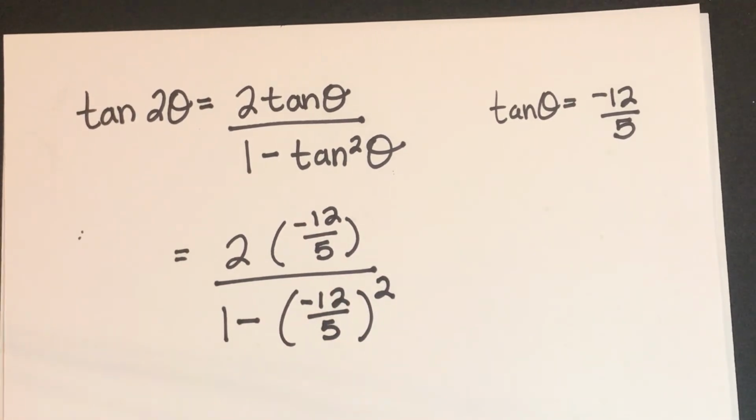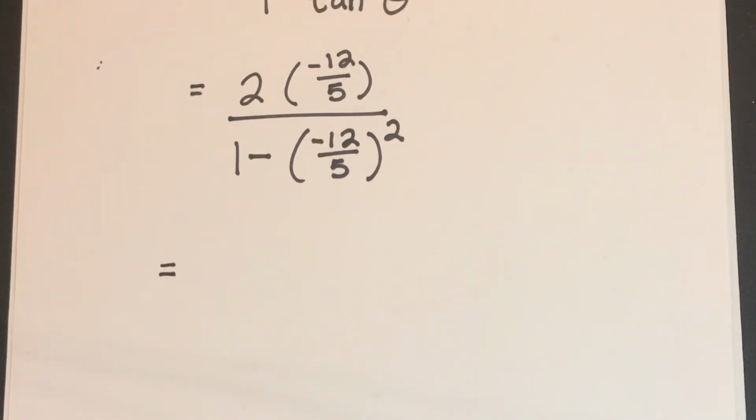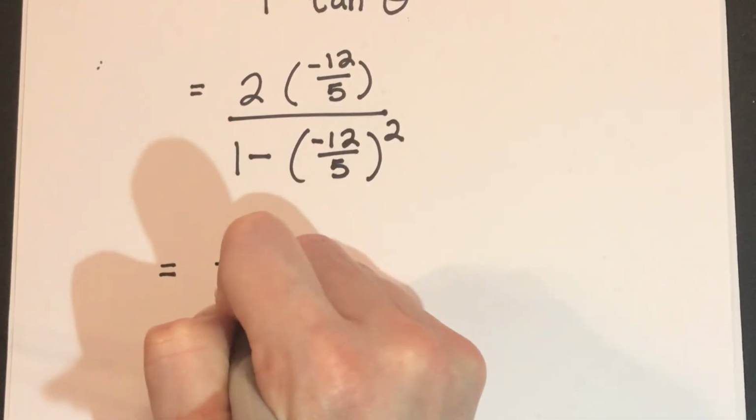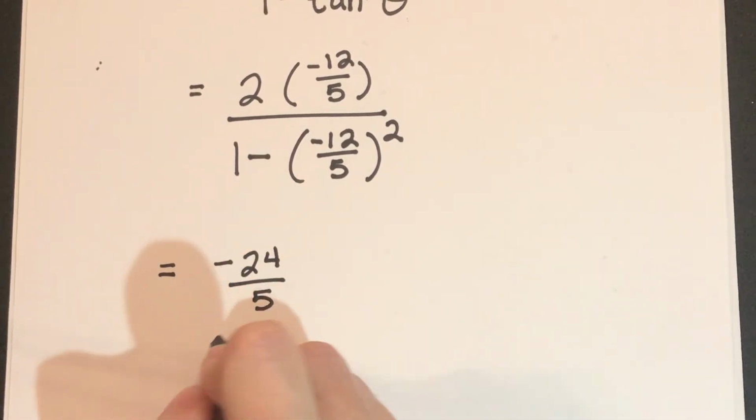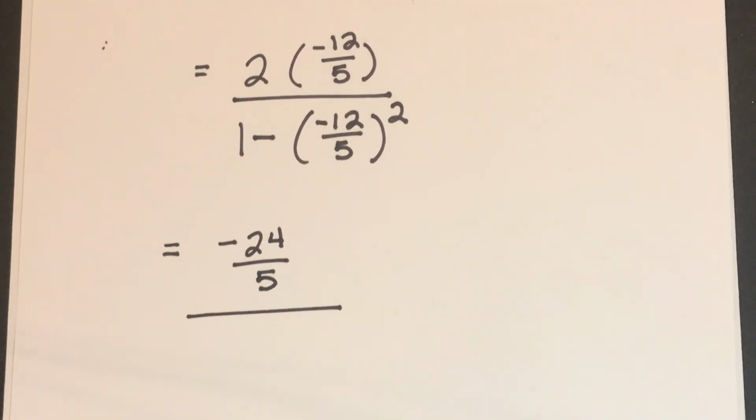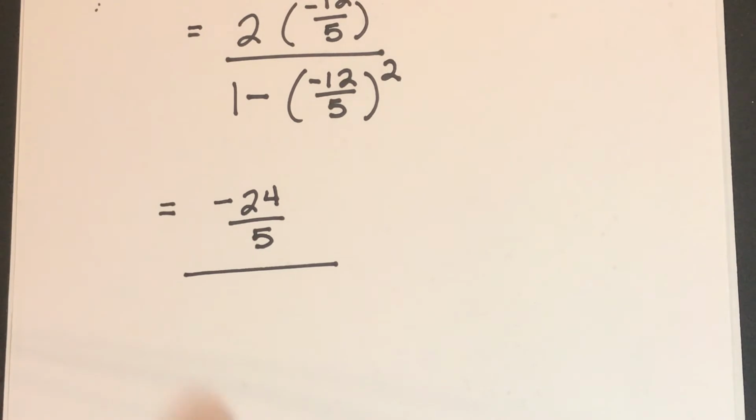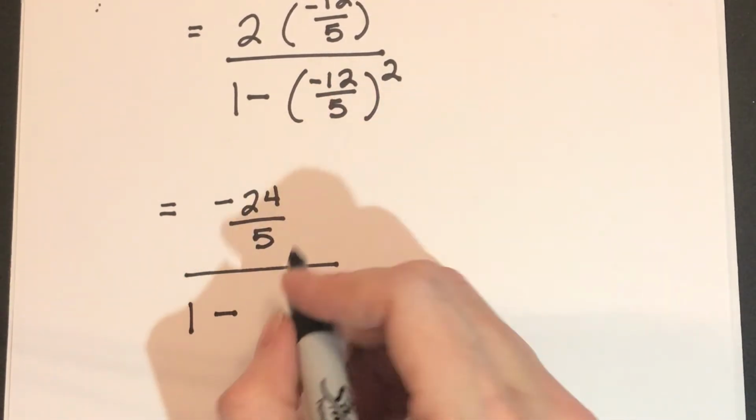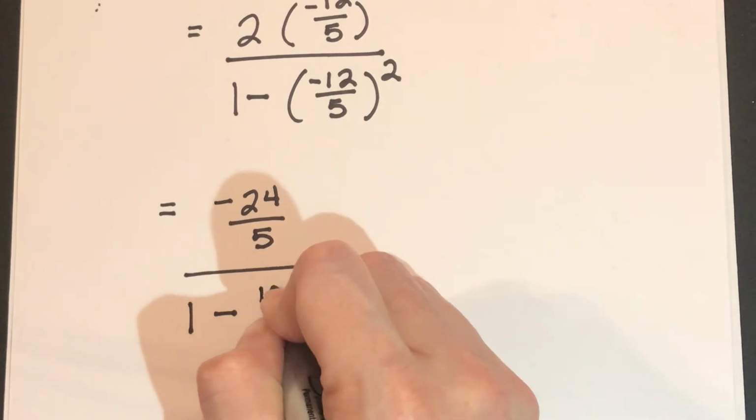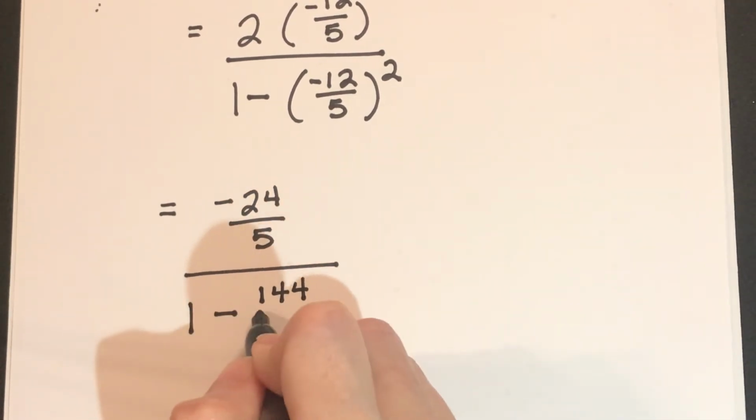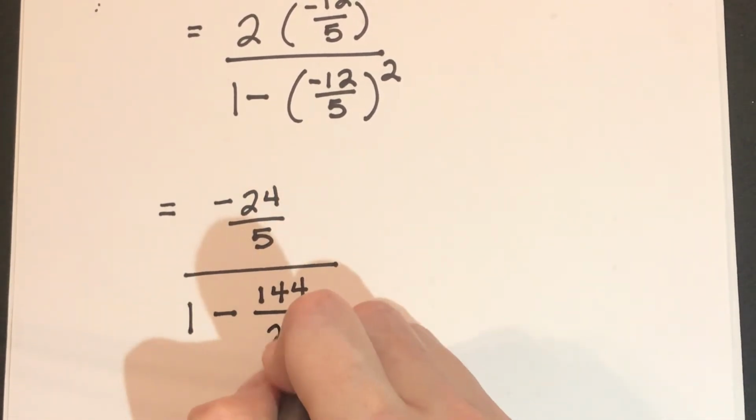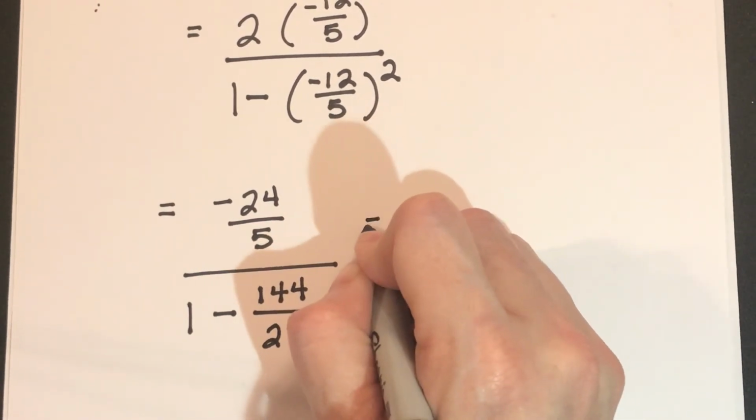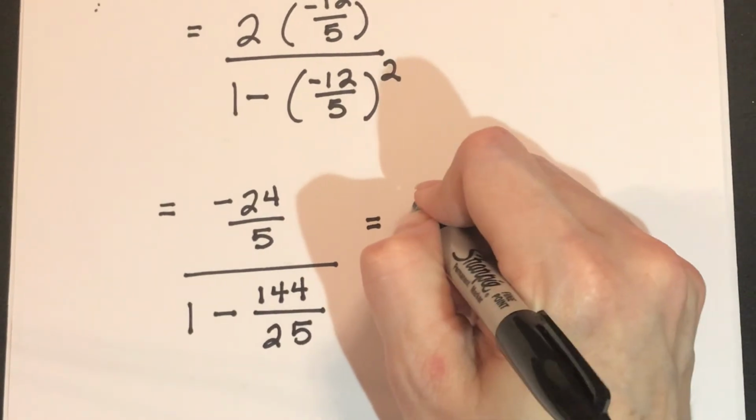Now we just work it out. 2 times negative 12 is negative 24 fifths over 1 minus negative 12 squared is 144. It's positive, right? And 5 squared is 25. We'll go this way. Now let's simplify the bottom.